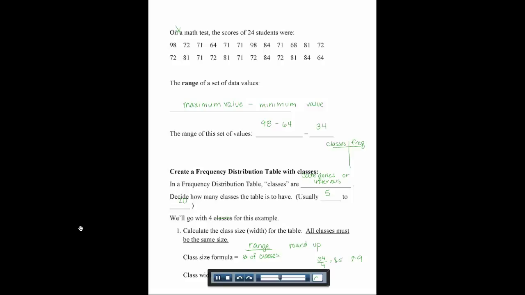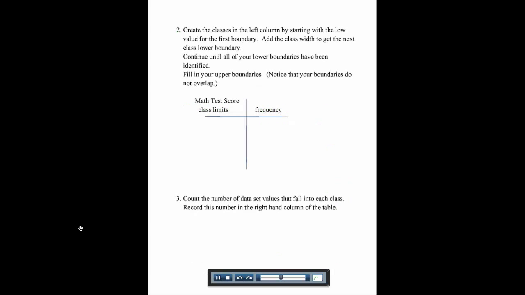Okay, so on the next page, we're actually going to go ahead and create our frequency distribution. I'm going to write it up here at the top to remind us that our class width is 9. The first thing we do is start with the lowest value, and sometimes we'll round down for different reasons, but we're going to start with our minimum value. So our minimum value is 64, and we want to create our intervals. What we're actually going to do is create the lower bound for each of the intervals, and then we'll fill in the upper bound.